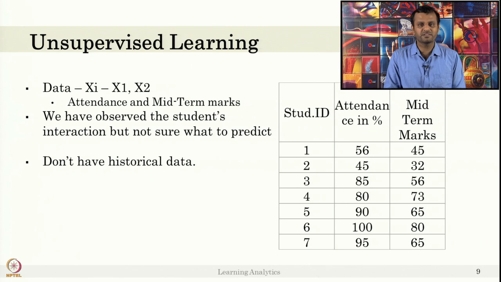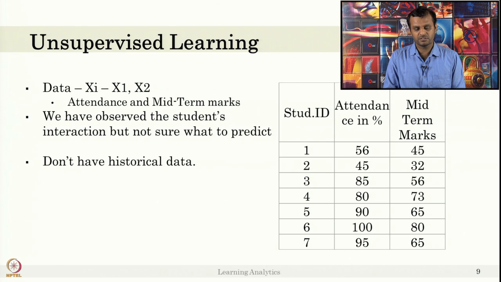So what is unsupervised learning? We said that supervised learning has both xi and yi. Unsupervised learning has only the xi. We don't know what we want to predict. Or it's like we have observed the students' interaction, but are not sure what to predict. That's one thing. Or you don't have historical data.